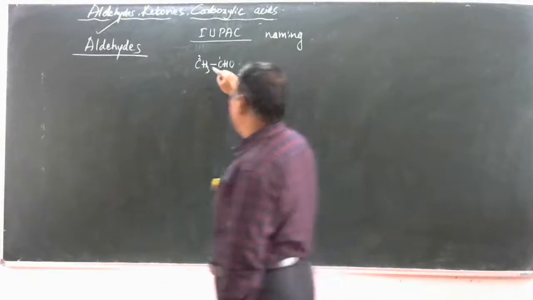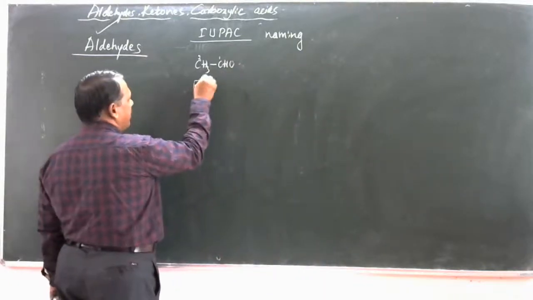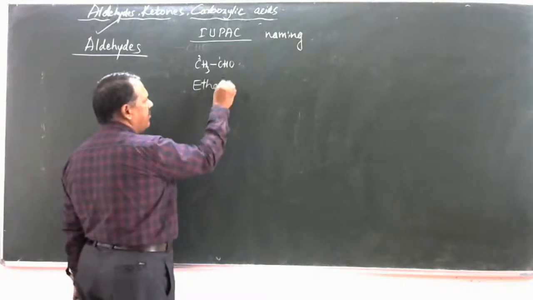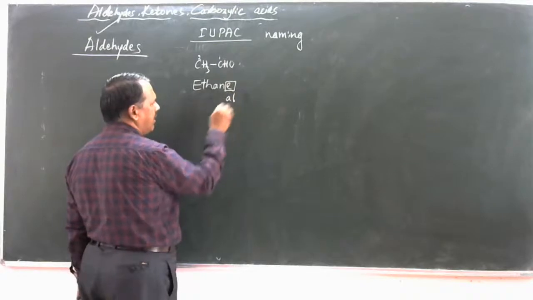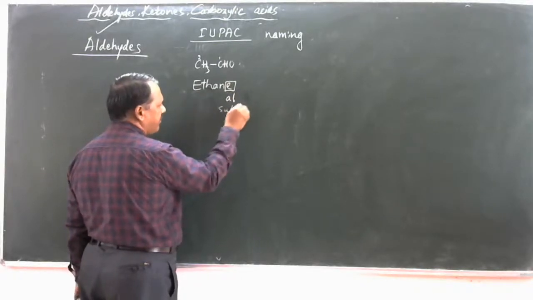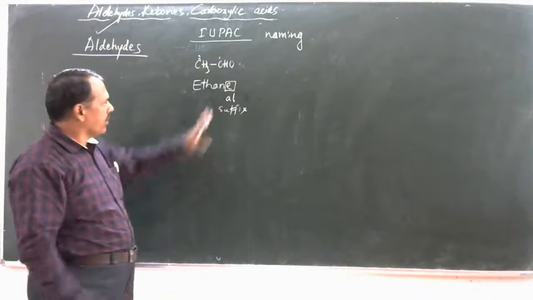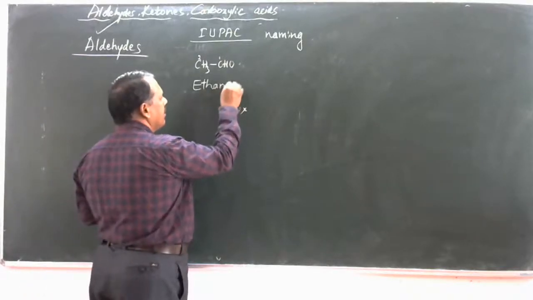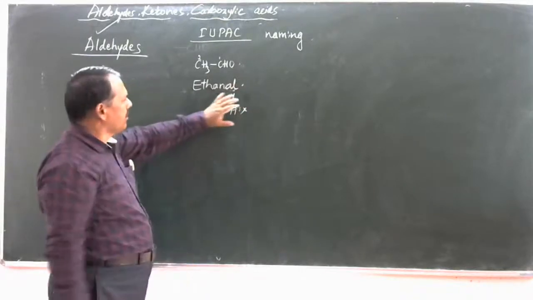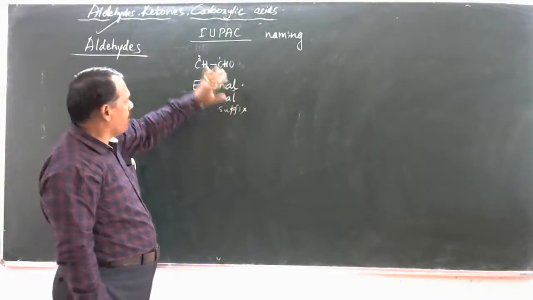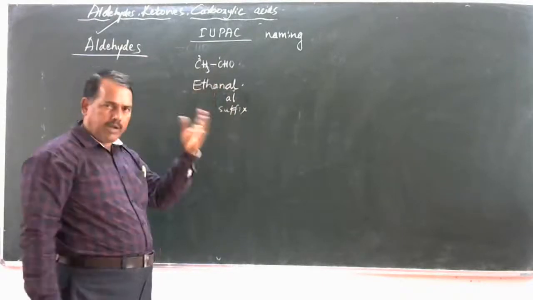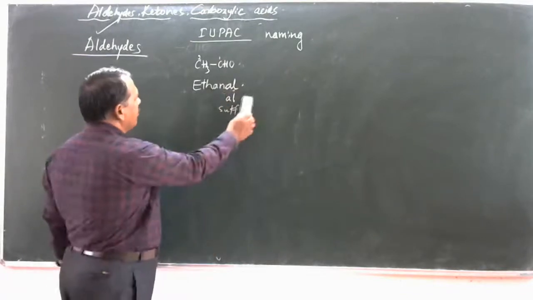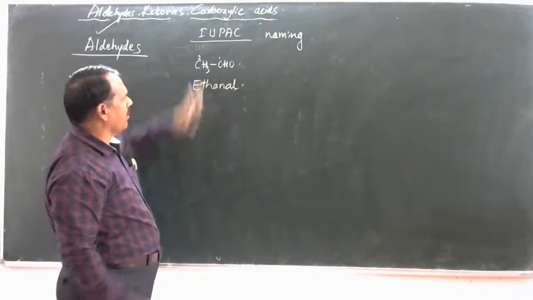So therefore, its IUPAC name is, the basic hydrocarbon is ethane. E is replaced by al, so that is nothing but the suffix. You studied this in the first period. So therefore, its name is ethanal. Are you clear? See how many carbon atoms are there? Simple hydrocarbon name, and the ending E is replaced by al. That's all. So this is called ethanal.